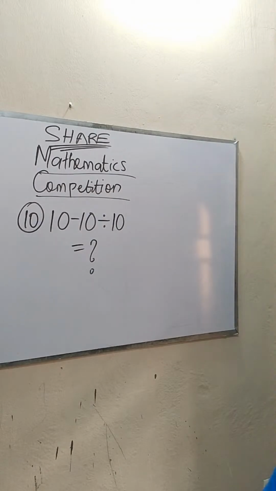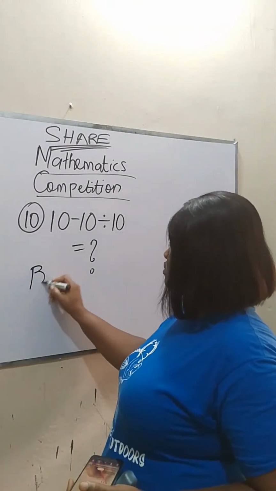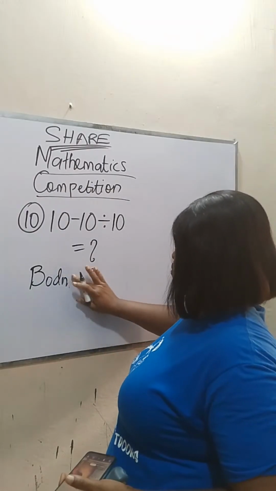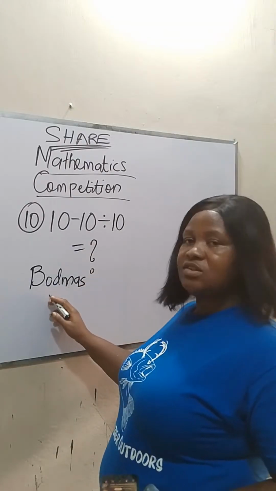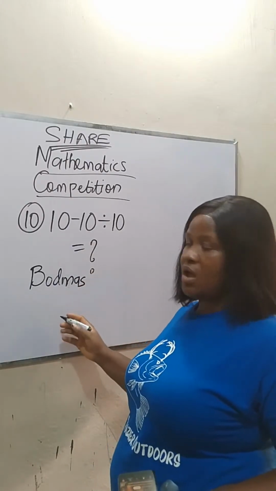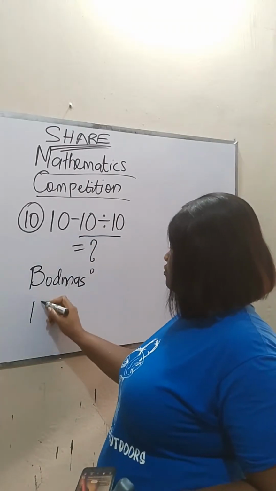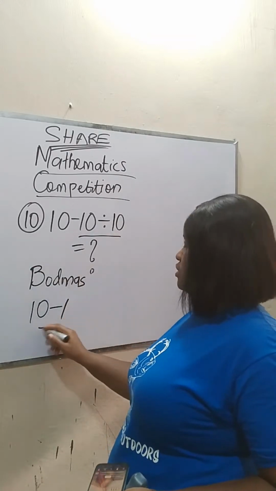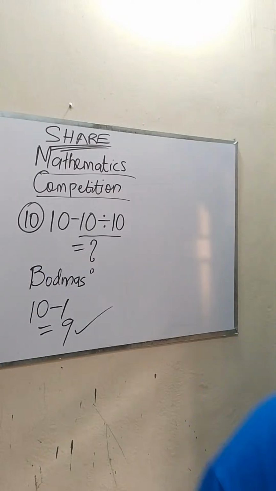So let me solve this. Now to solve this is easy. We apply BODMAS: bracket, order, division, multiplication, addition, and subtraction. So solve here first. We have 10 minus 10 divided by itself, which will give us 1. And the answer is 9. All right. That is the solution to that question.